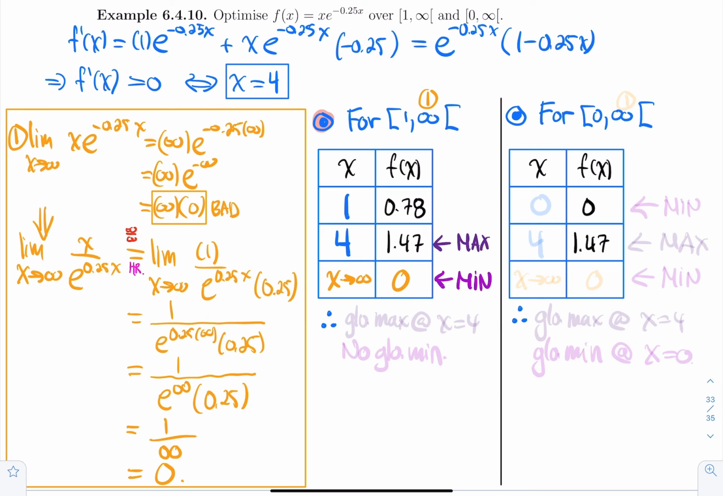So when you make your conclusion, here the conclusion is as follows. Because the max is within, so at 4, there's a global max at x equals 4, but because the lowest value is reached at a limit, there's no global minimum. Okay, so because the lowest possible value, the 0, you only get there by a limit, so there's no global minimum.